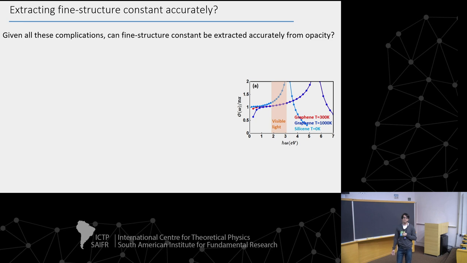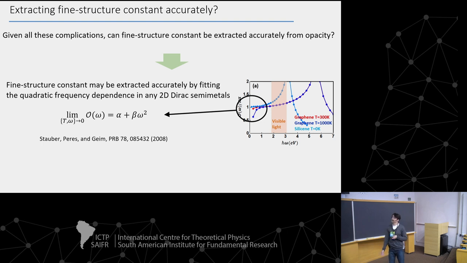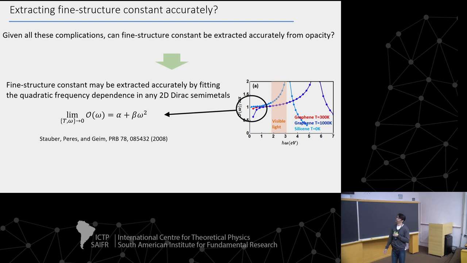So even in this case, where you don't have perfect graphene and you have some disorder in the material, can you actually extract the fine structure constant? This has already been done. A paper from 2008 says that you can fit the opacity of the material as a function of frequency by the fine structure constant plus some beta times omega squared. You can do this in practice, and you will find the fine structure constant to say two or three decimal places.